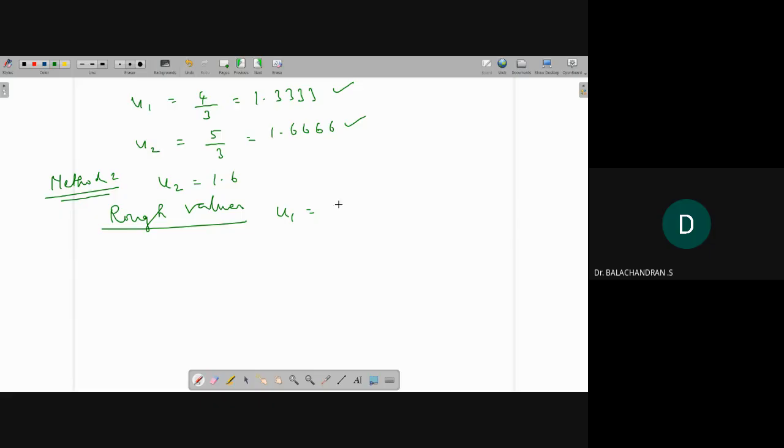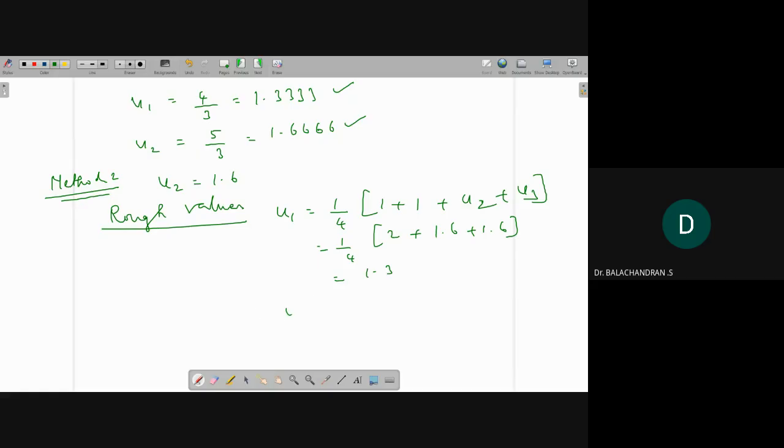U1 equal to 1 by 4. So can you tell from the table, 1 plus 1 plus U2 plus U3, using the standard 5-point formula. So 1 by 4 into 2 plus, but we know that U2 equal to U3. So 1.6 plus 1.6. So the final answer is 1.3. You can check it using a calculator.